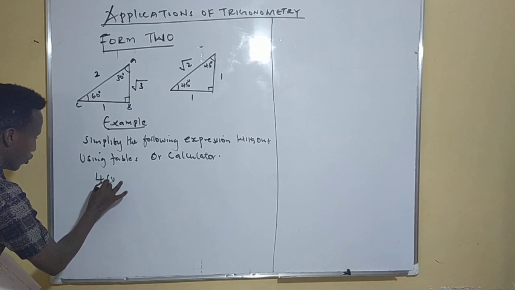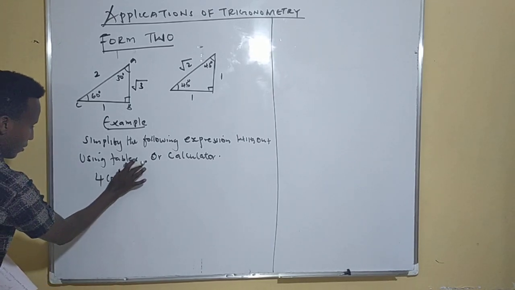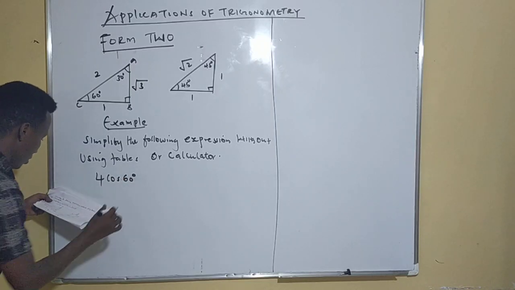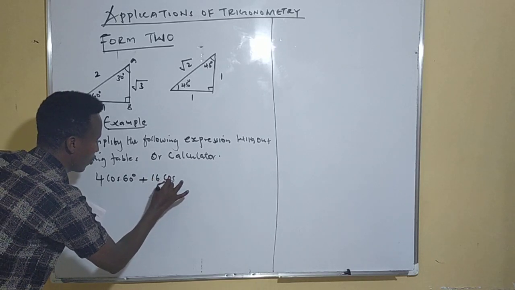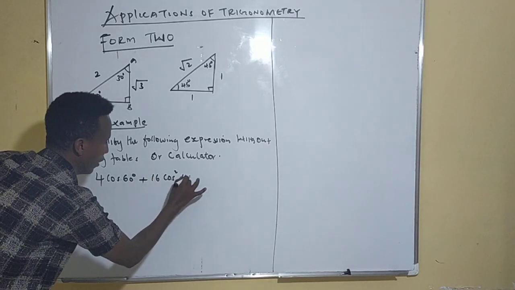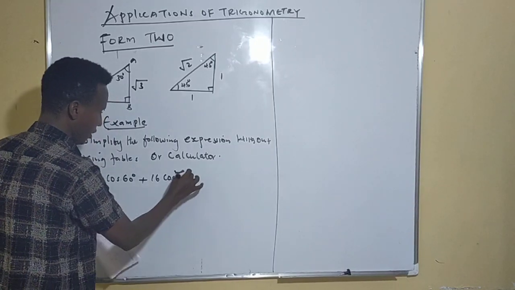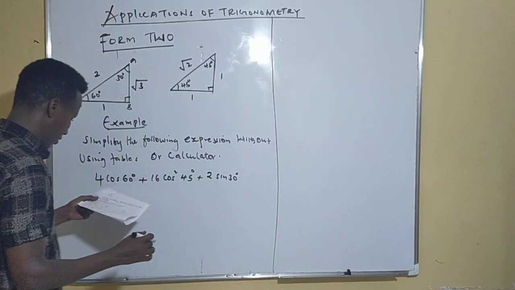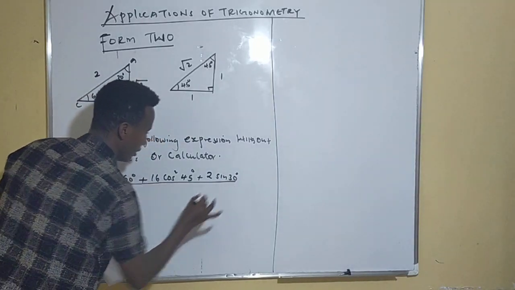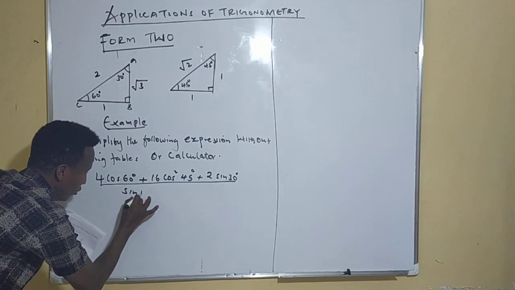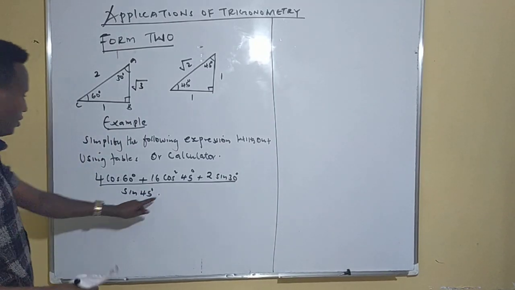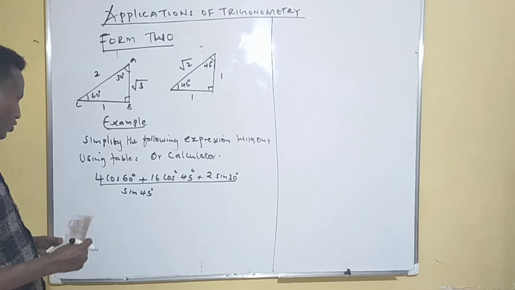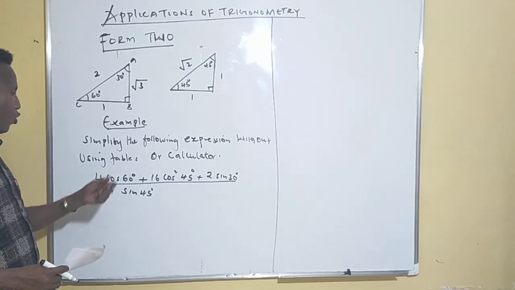We have 4 cos 60 degrees plus 16 cos squared 45 degrees plus 2 sin 30, divided by sine 45. So this is the question. It is very important to know these two triangles. Here you are told 4 cos 60.